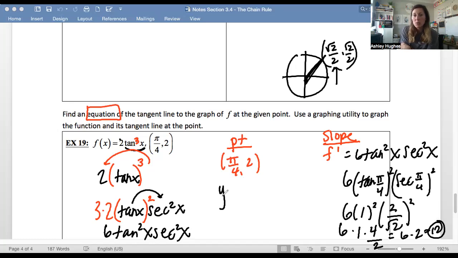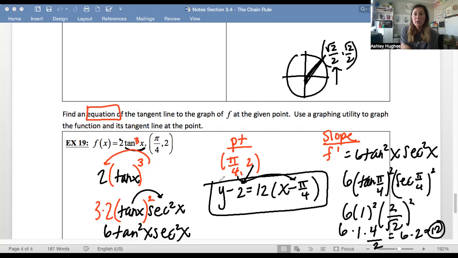So your equation is y minus the y coordinate equals the slope times x minus the x coordinate. So you always just find your point, you find your slope, you evaluate your slope at your x value, and then you do y minus y1 equals slope times x minus x1.